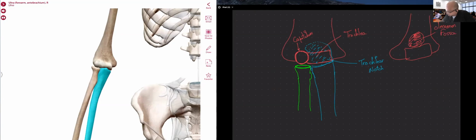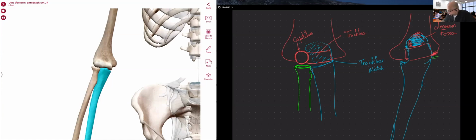And again, here, this is my ulna. It has its olecranon process that passes to the inside of the olecranon fossa, and its trochlear notch that articulates with the trochlea. This is the medial aspect, and there is no continuation here for the capitulum on the posterior aspect.